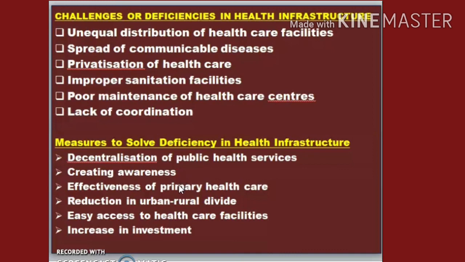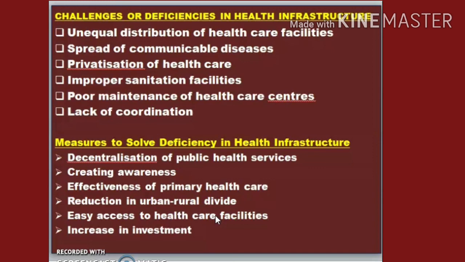Third is the effectiveness of a primary health care system. The effectiveness of healthcare programs also rests on primary health care. The ultimate goal should be to help people move towards a better quality of life. Next is reduction in the urban rural divide. There is a sharp divide between urban and rural care in India. If we continue to ignore this deepening divide, we run the risk of destabilizing the socio-economic fabric of our country. Therefore, proper management of healthcare facilities should be done so that this gap can be reduced.